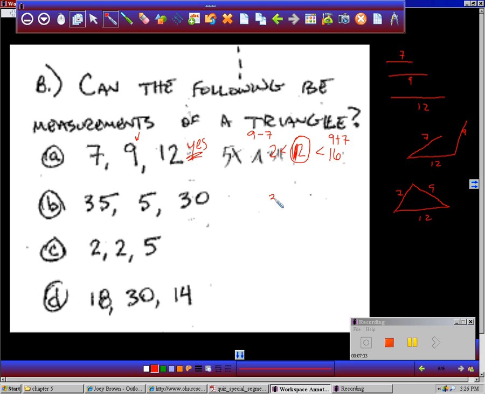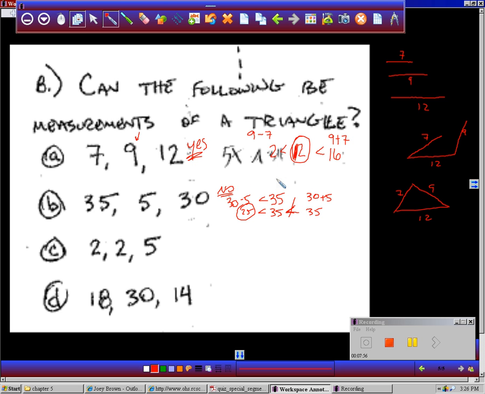Let's check this one. I would choose a 35. Why? Because it's the biggest. So I do 30 minus 5, which is 25, and then less than 35, less than 30 plus 5, which winds up being 35. This doesn't work, so the answer is no. It cannot be a triangle.